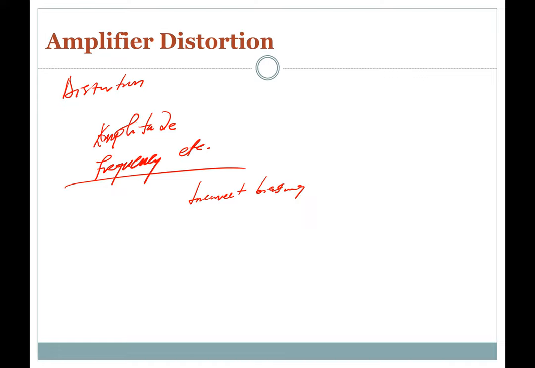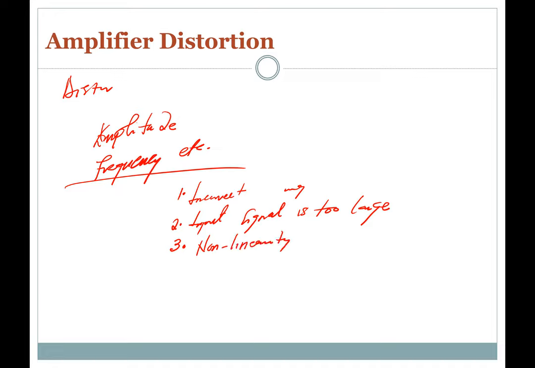Now, what causes these distortions? One of them is improper biasing. Number two is too large an input signal, when the input signal is too large. And then the third one is nonlinearity. Linearity would be for an ideal amplifier. Once these things are present, our amplifiers usually have distortion, because we don't have ideal amplifiers, even though theoretically they seem to exist.